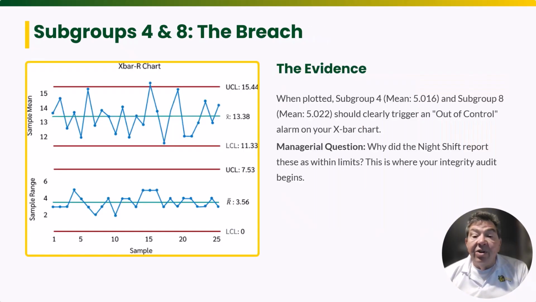The evidence emerges when you plot your data. If calculated correctly, subgroup 4 with a mean of 5.016 and subgroup 8 with a mean of 5.022 will trigger out-of-control alarms. These are statistically assignable causes that were ignored. Your audit must explain why the night shift reported these as being within limits.